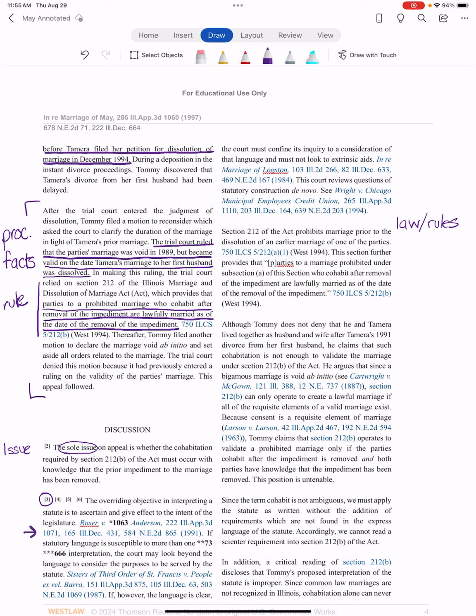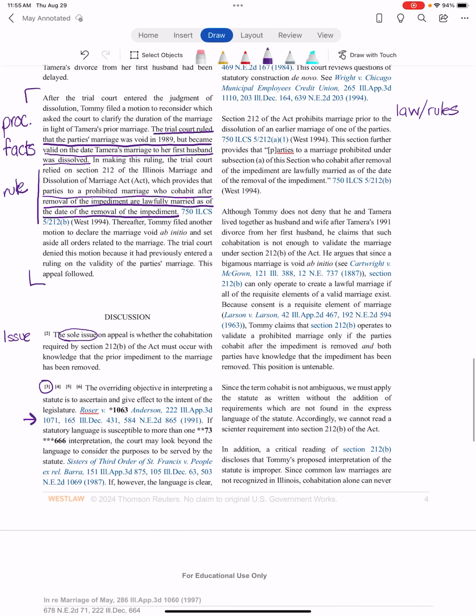Then I get more of the procedure of what happened. Okay, so then there was a motion to reconsider, and that was denied, and now we have this appeal. Okay, cool.